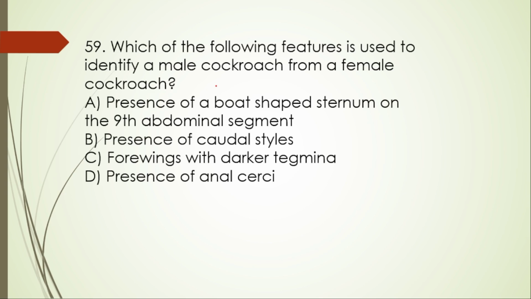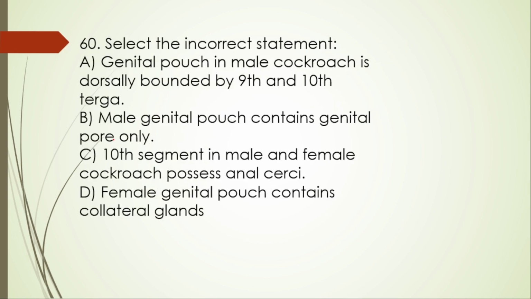59th one. Which of the following features is used to identify a male cockroach from the female cockroach? A. Presence of boat shaped sternum on the 9th abdominal segment. No. B. Presence of caudal style. Yes, this one is right. So due to the presence of caudal style, you can differentiate.